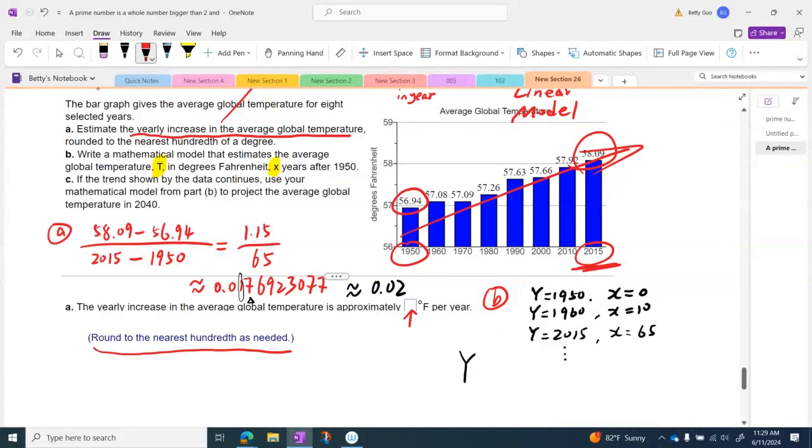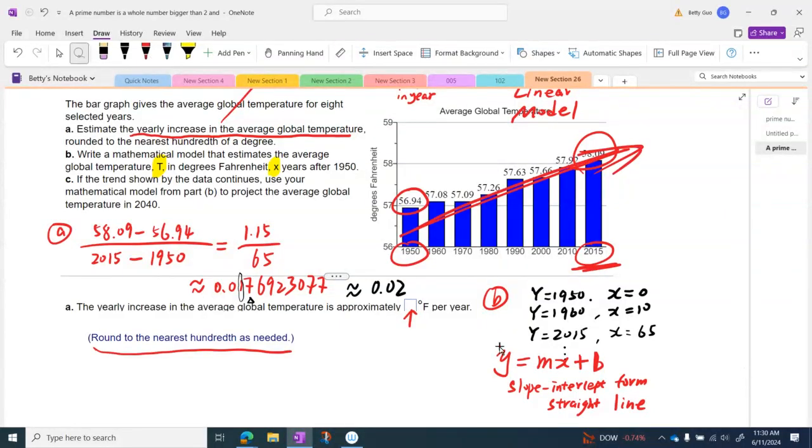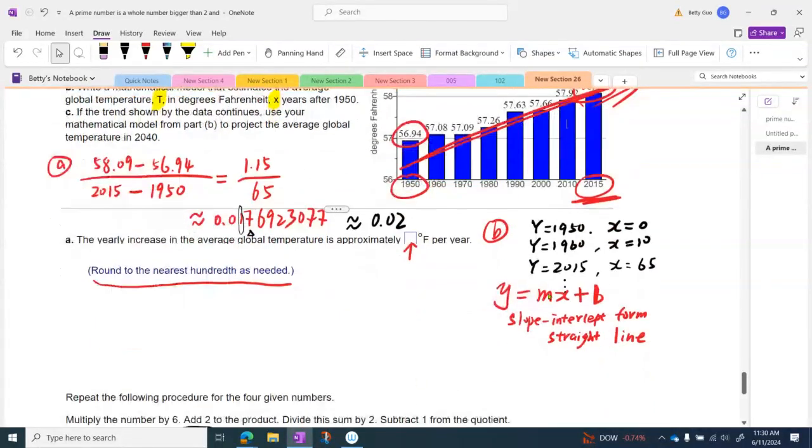Are you familiar with the slope-intercept form of a linear equation? y equals mx plus b. Does this equation ring a bell? y equals mx plus b. This is the slope-intercept form of a straight line, a linear equation in two variables. So we are going to set up a linear equation in slope-intercept form to model the situation.